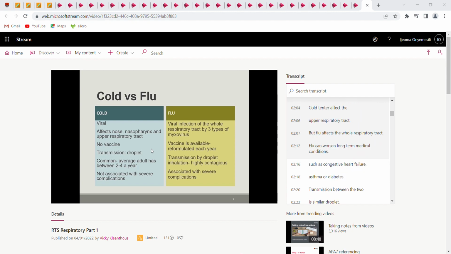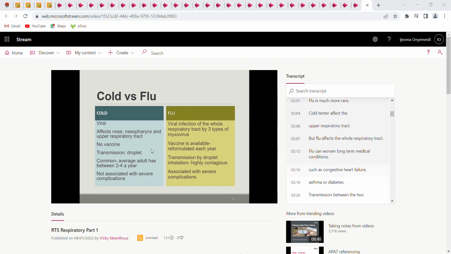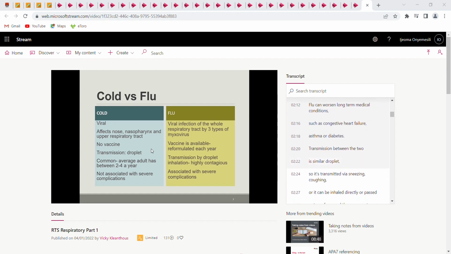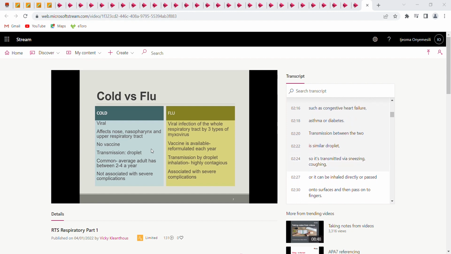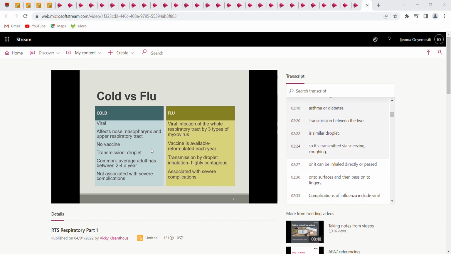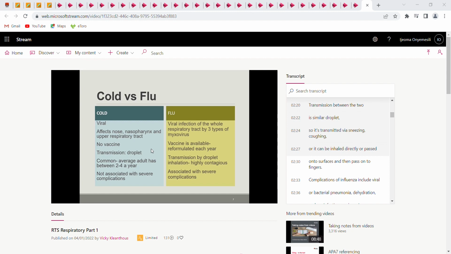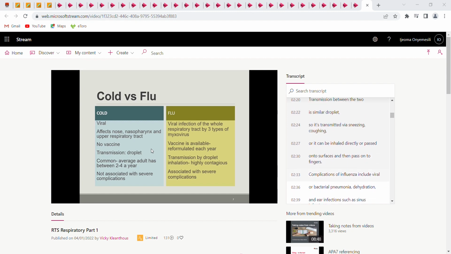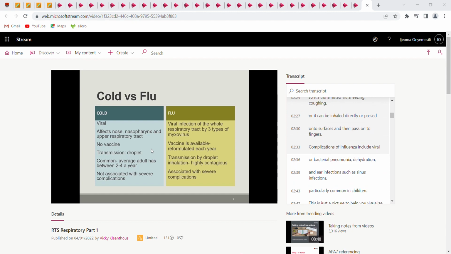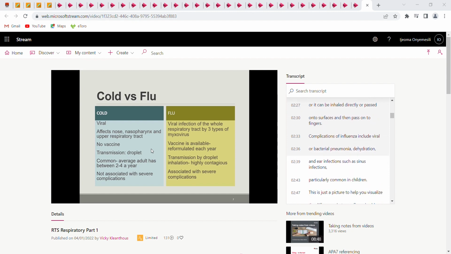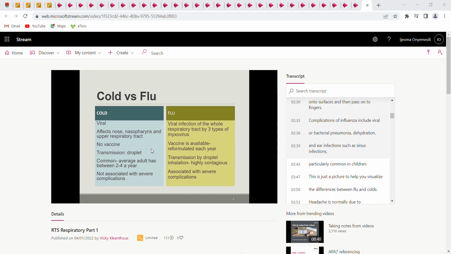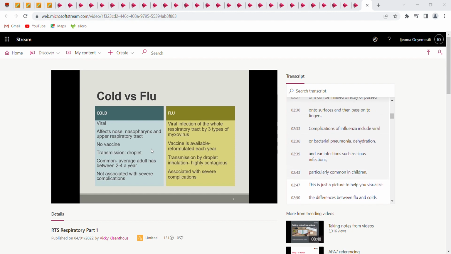Flu can worsen long-term medical conditions such as congestive heart failure, asthma or diabetes. Transmission between the two is similar, droplet, so it's transmitted via sneezing, coughing, or it can be inhaled directly or passed on to surfaces and then passed on to fingers. Complications of influenza include viral or bacterial pneumonia, dehydration and ear infections such as sinus infections, particularly common in children.